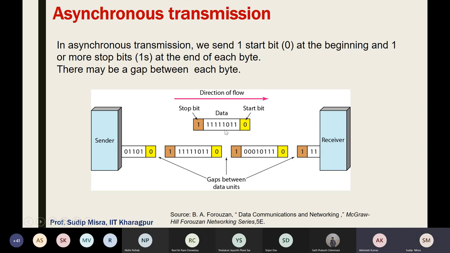You see that there is a start bit and there is a stop bit. Then there is a gap: start bit, data, stop bit, gap, start bit, data, stop bit. So like this, there is a gap between the different data units. In other words, every data unit will be preceded by a start bit and followed by a stop bit. This is the process in which asynchronous transmission can take place between a single sender and a receiver connected through some wire.